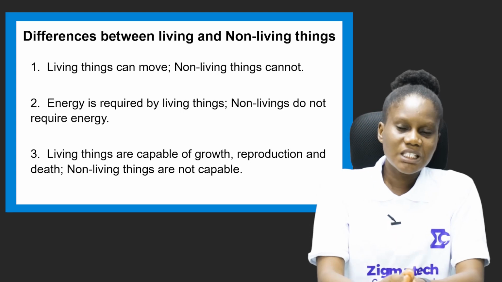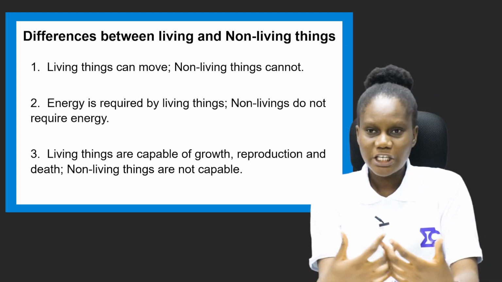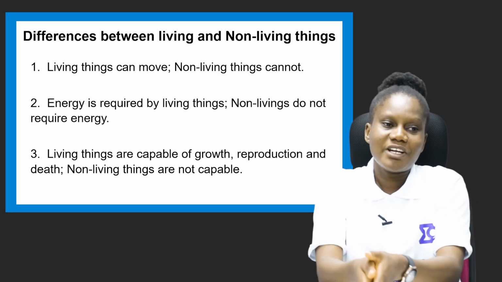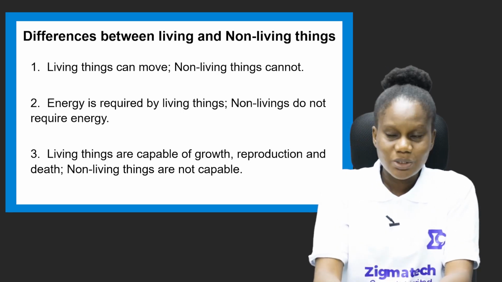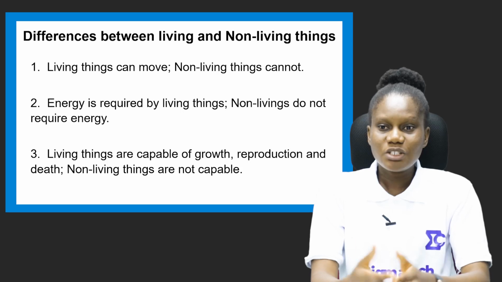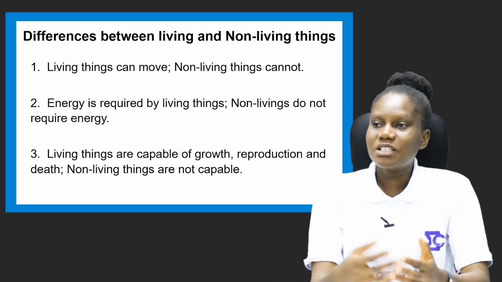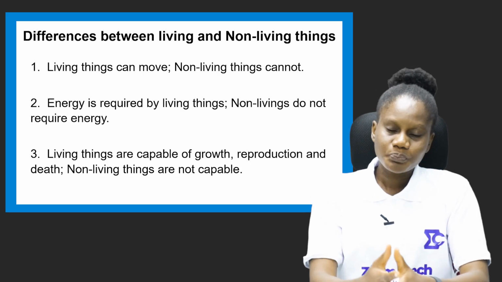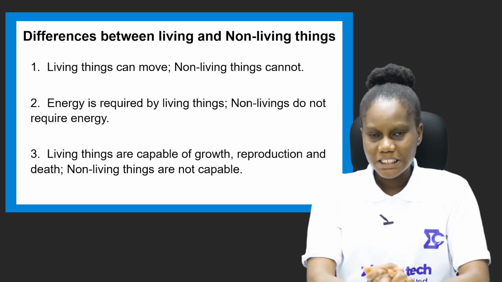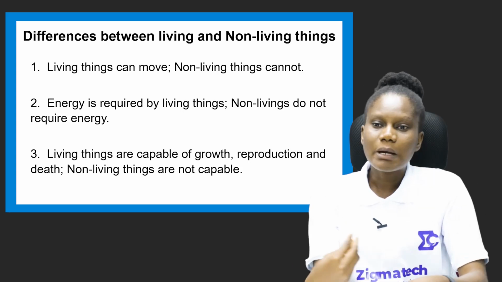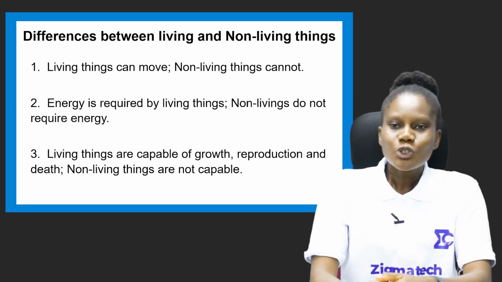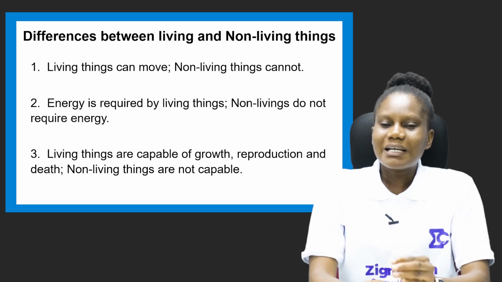Number one is living things can move. Non-living things cannot move. If you keep a stone here, when you come back, you will still find the stone there. Unlike animals, you can see the goats, they will move. You can see the birds, they will move. Even humans move from one place to another. The same thing occurs with plants. They swing, they move their branches, they move their leaves, their seeds fall. So that shows that they can move.